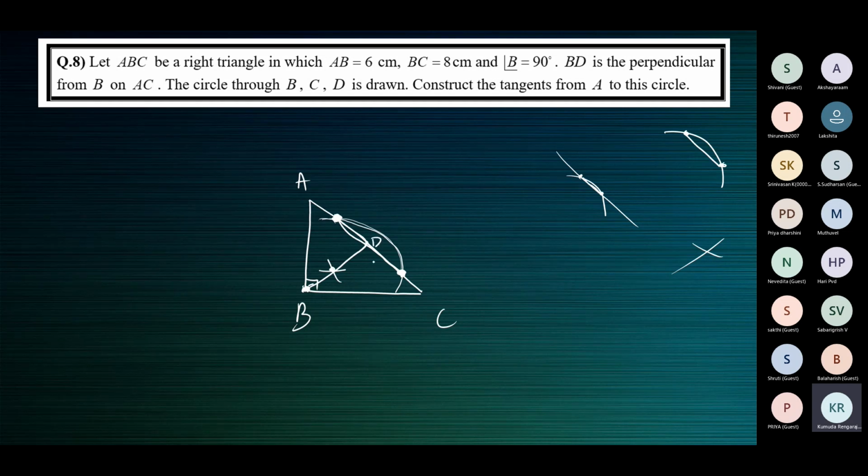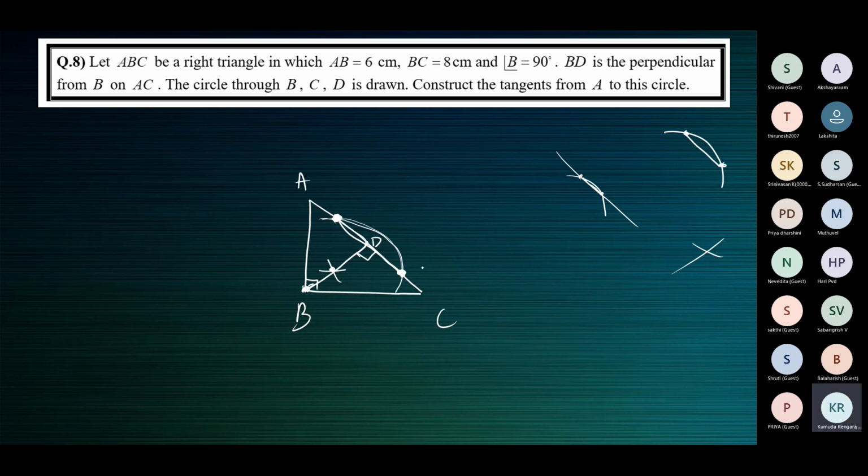That's the point D. D is the midpoint of the chord, and B is the center. BD is a line from the center to the midpoint of the chord. So it will be perpendicular to the chord. Therefore, BD is perpendicular to AC.